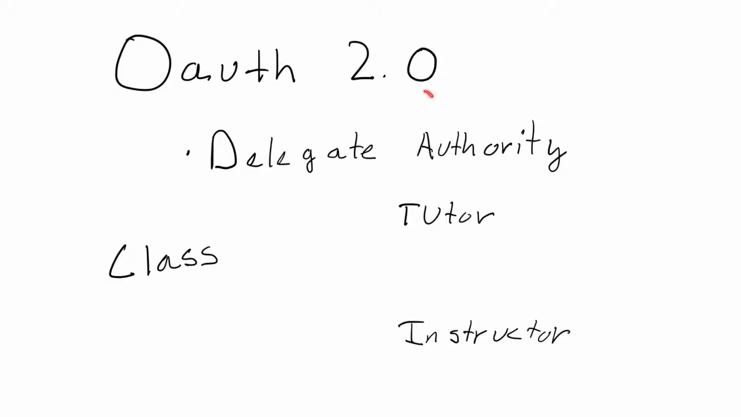So OAuth 2 is something that Google and Twitter and a lot of other people got together and designed that allows websites to delegate authority. So in this example, the instructor will delegate or give the tutor some authority to act on his behalf to assign grades for a specific class.